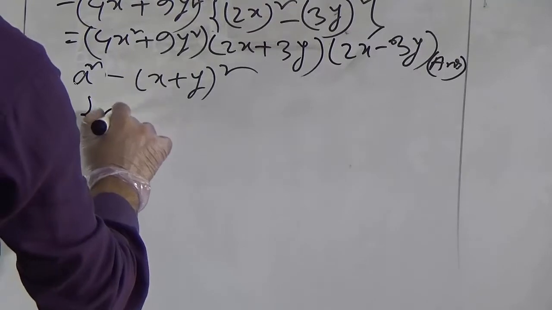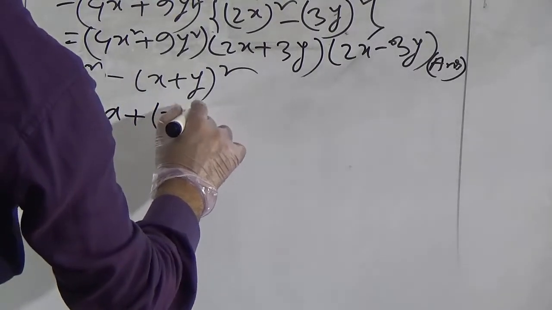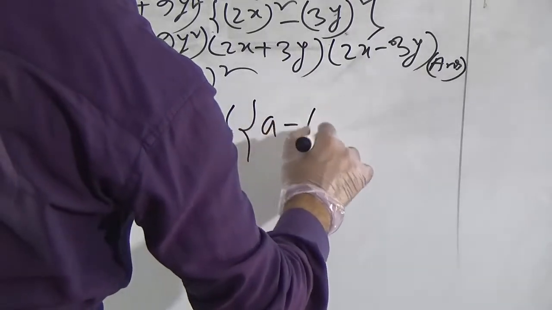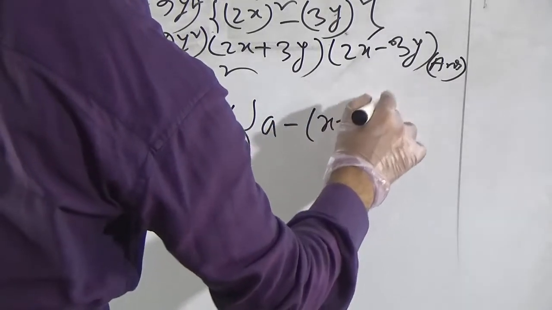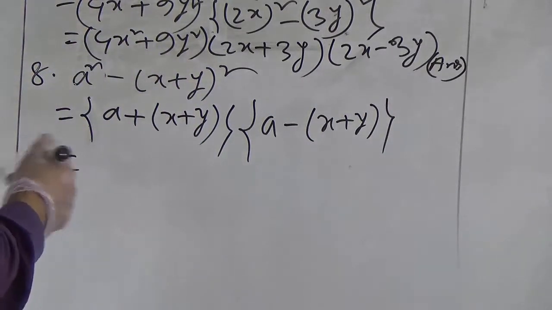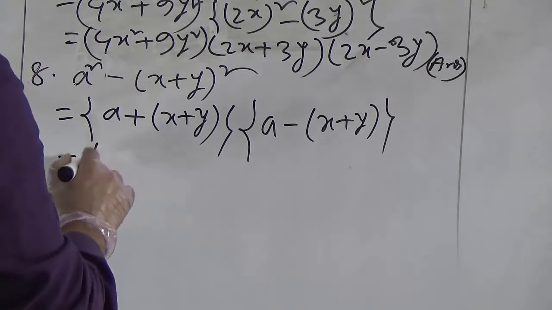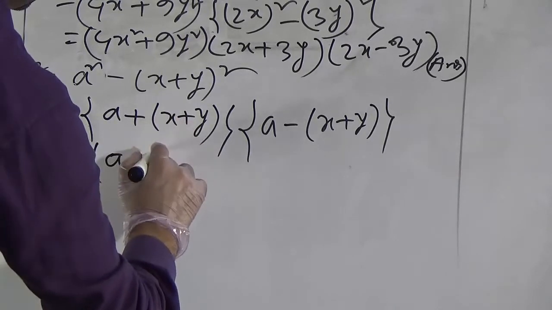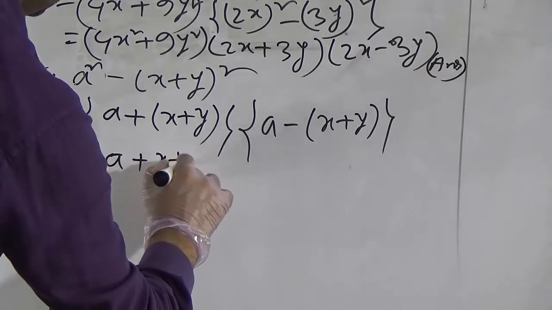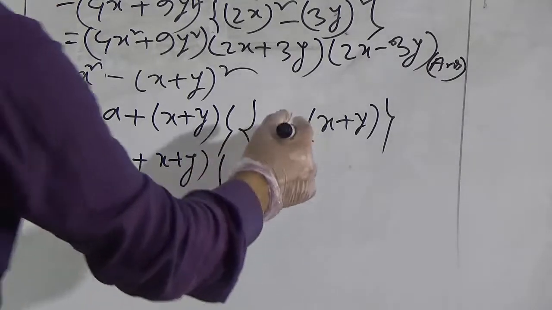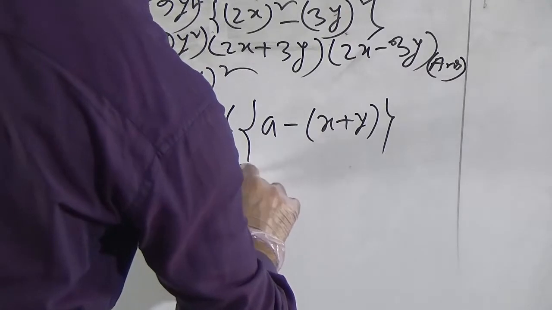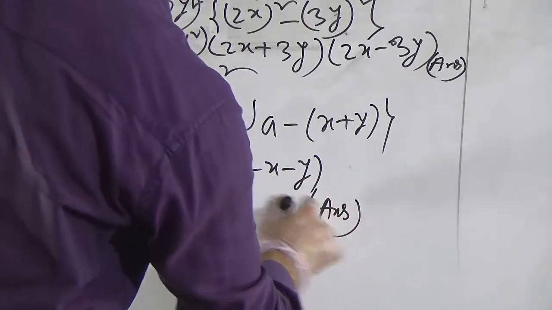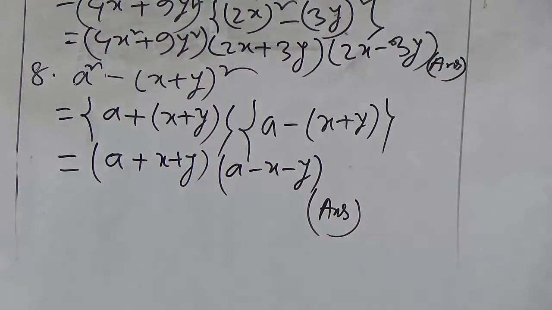The formula is a plus b, b means x plus y, into a minus b. a minus b means a minus x plus y. Now remove the second bracket. First bracket, a plus x plus y. Here multiply by minus, a minus x minus y. This is the answer for our question 8. This is our required answer.